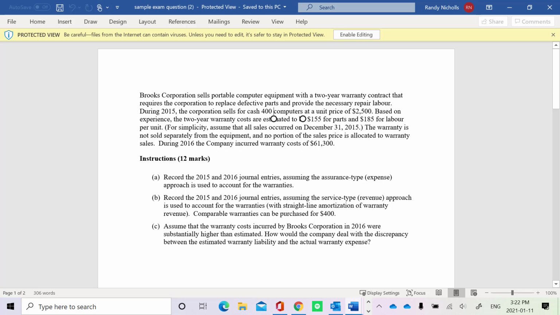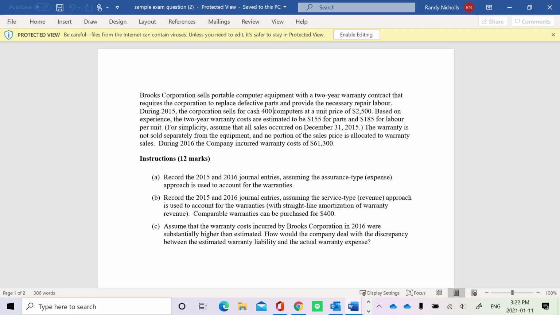We sold 400 computers at a unit price of $2,500, so a warranty question is always going to have a sale of something. There's a warranty cost. Now in this one, instead of saying a lump sum amount or an amount per unit, it's got an amount per unit broken into parts and labor. Again, that's kind of extra wording. Your warranty liability is going to be 400 computers times 155 plus 185, right?